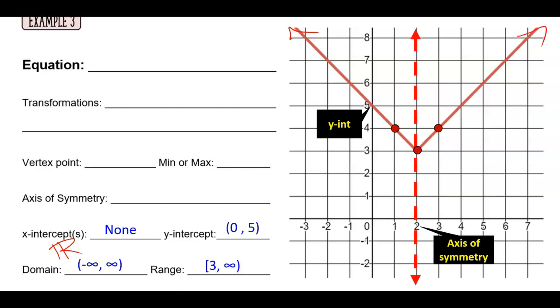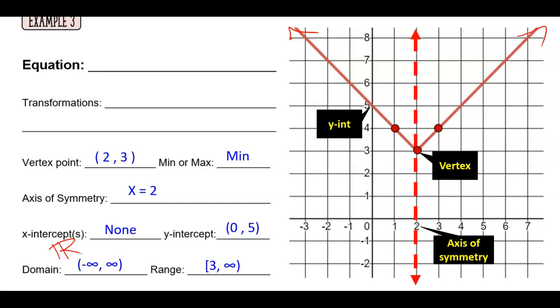All right. What's the axis of symmetry? X equals 2 is right on. Is that a max or a min? Is that the top or the bottom of the graph? It's at the bottom, so you call it a minimum. Bottom, min. And you know the vertex is 2, 3, because you can see it right there on the graph. 2 to the right, 3 up: 2, 3.